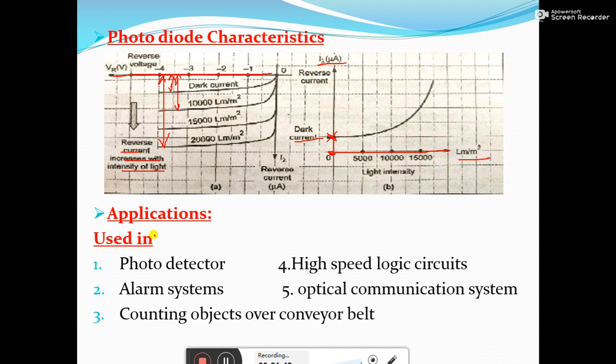Next we see the applications. The photodiodes are used in photodetectors, alarm systems, and in counting objects over a conveyor belt. They are used in high-speed logic circuits, and they are used in optical communication systems.